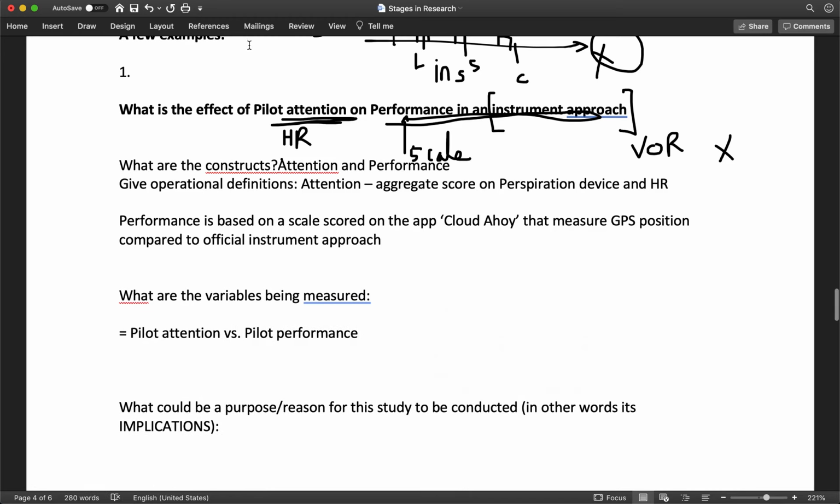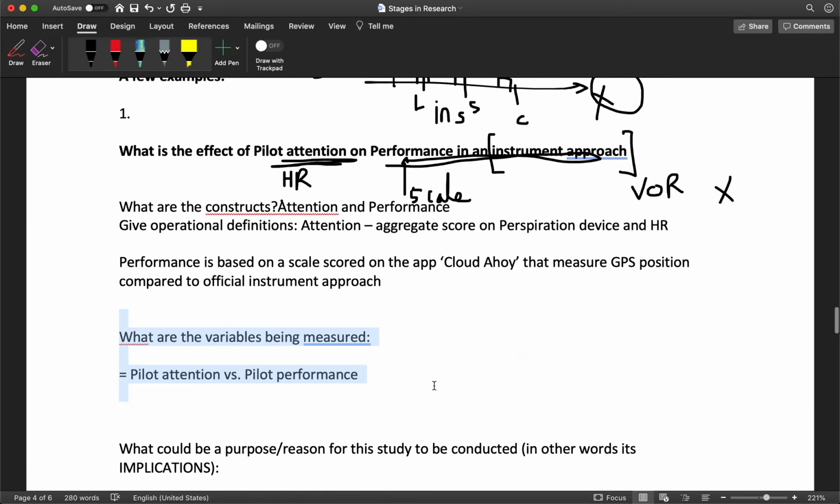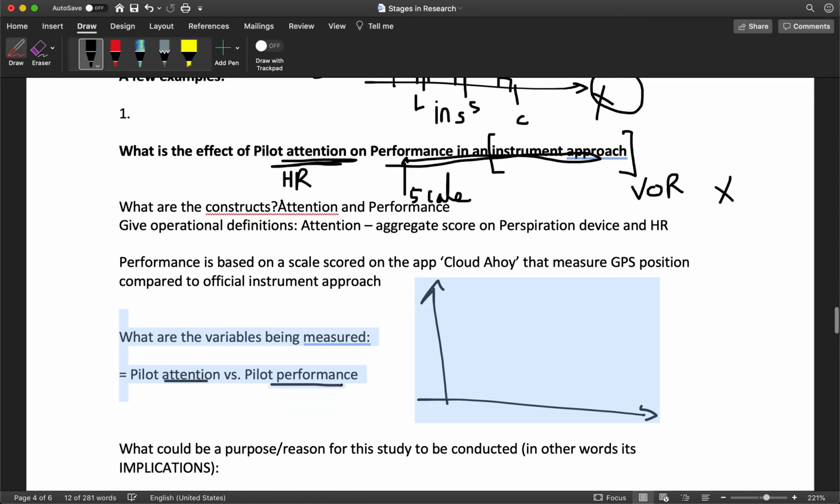So again, if I were to draw that out in terms of X and Y, what would I put on the X value? I want you to think about that for a second while I set it up. And what would I put on the Y value? Well, it makes sense, right? I want to see what is the effect of pilot attention on pilot performance. And typically, if you say it that way, the performance would be on the Y, what you're acting on, and the X is the attention level.